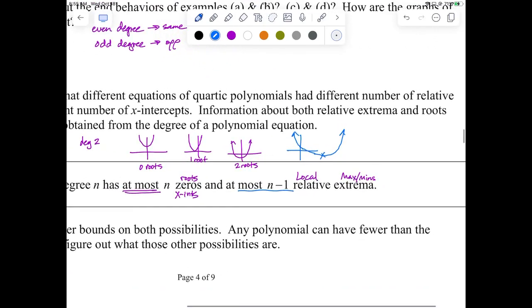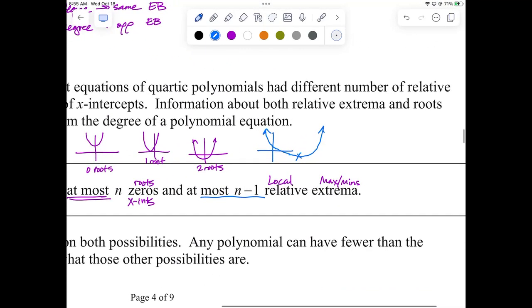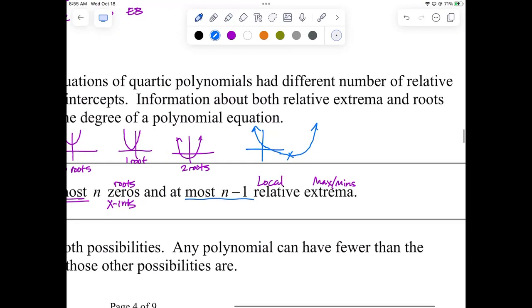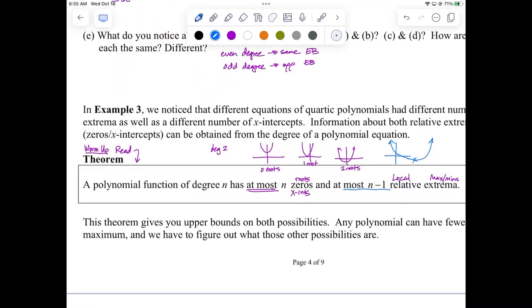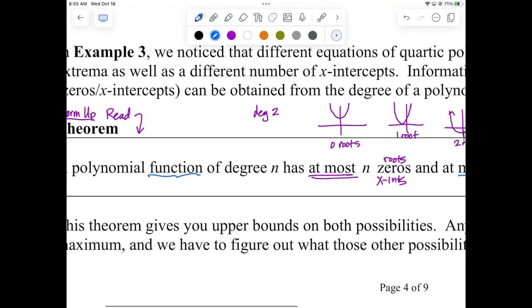Oh, then that's not a function of x. We're talking about ones that pass the vertical line test. Yeah, good question. We're talking about polynomial functions of x that pass the vertical line test.